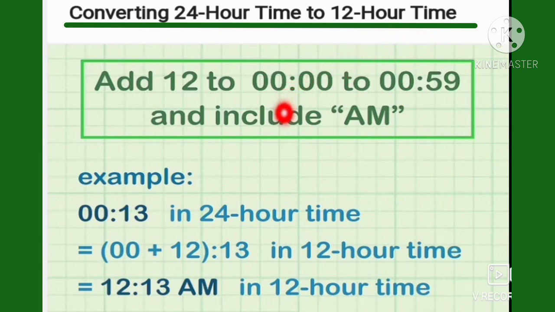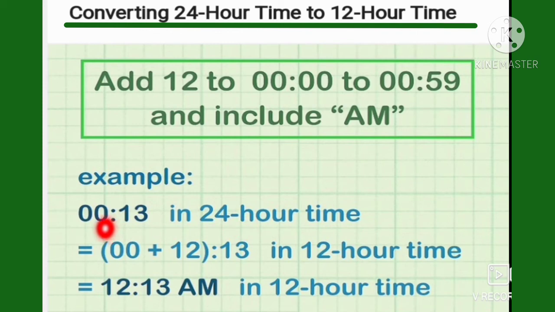So, children, I have given 4 important notes. The first one is: add 12 to 00 to 00:59 and include AM. That is, in 24-hour time, midnight is signified as 00. So, for the midnight hour, add 12 and add the signifier AM. For example, 00:13 in 24-hour time is given.